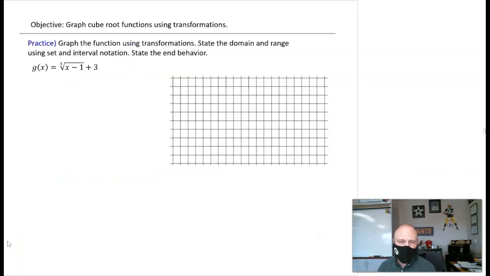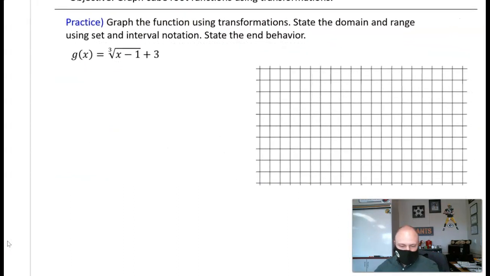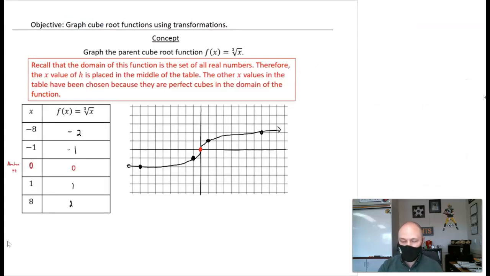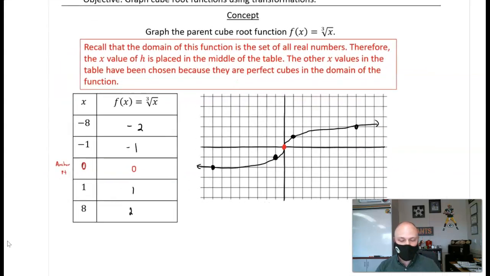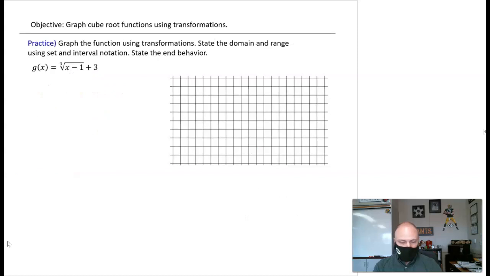All right, so here is a practice problem. Please go ahead, write down this practice problem, graph it using your transformations. So again, identify A, H, and K. You're going to transform that anchor point, and then you will plot the rest of the points using the relationship. If you, again, need to remember what the relationship is with the rest of the points, you can always go back to your parent function notes to see that relationship.